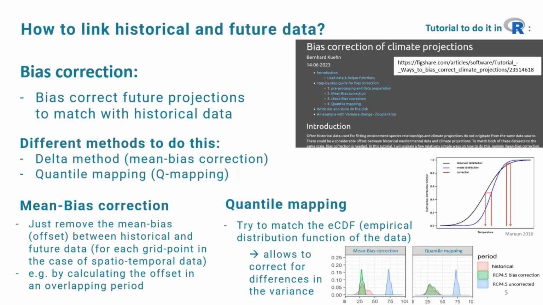Or there's a different method called quantile mapping, where you try to also correct for the mean bias, but also try to correct for variance differences, right? When your projection has a different variance than your historical record. And there you try to match the empirical distribution function of the data and map the quantiles of the projection to the historical part, which allows to correct for the difference in variance.